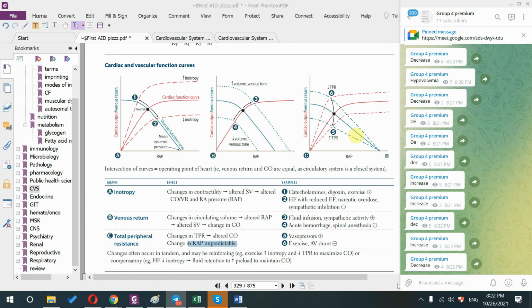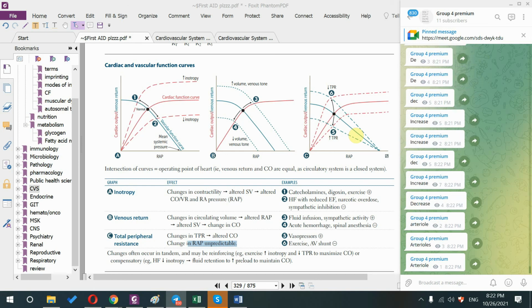It's about the total peripheral resistance, which is mainly controlled by which vessel inside of our body? Arterioles, excellent. So the total peripheral resistance can be either increased or decreased, and we can see it here. If you decrease it, how can I decrease it? Well, for example, a patient has an AV shunt or he does exercise.